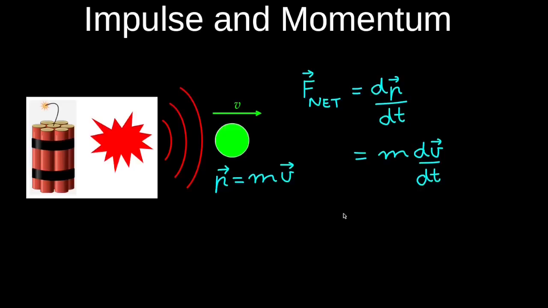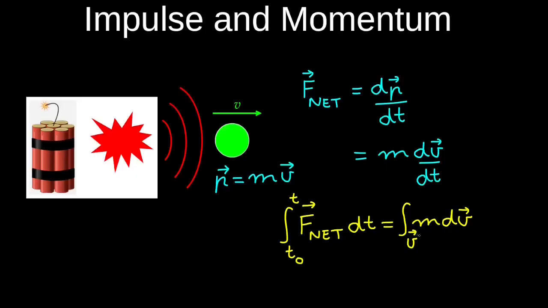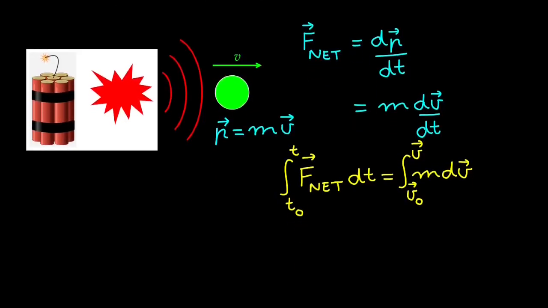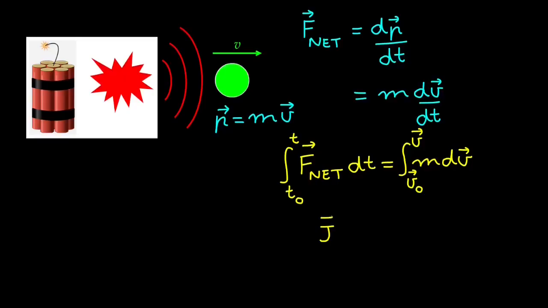And if we separate the variables and integrate both sides, then on the left hand side we have the impulse, and that's equal to the change in momentum of the particle, which is travelling at some initial velocity.